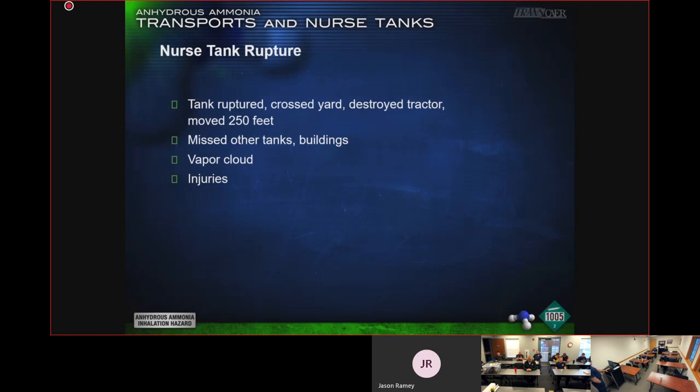And this is just to show you the potential devastation of these, not that you don't believe me. So here are some photos from a tank rupture. It crossed the yard, destroyed a tractor, and came to rest 250 feet away from its original position. It did miss other tanks and buildings, hit a tractor, and of course created a huge vapor cloud. It has a high potential for injuries. Anybody near this thing when it goes off is probably going to be in pretty bad shape, not only from the chemical exposure, but there are concussion issues.